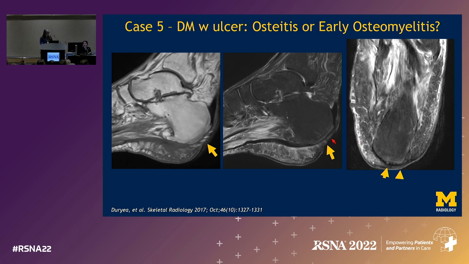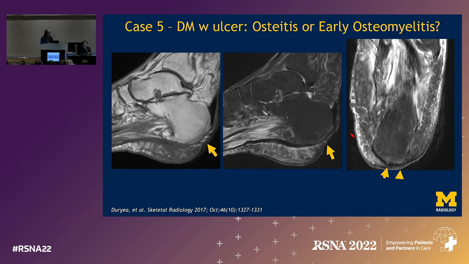And then on the SAG STIR, we see faint subcortical edema and maybe some thinning of the cortex, but it's really hard to know in this case whether or not this is new osteomyelitis, chronic osteomyelitis, or reactive osteitis.